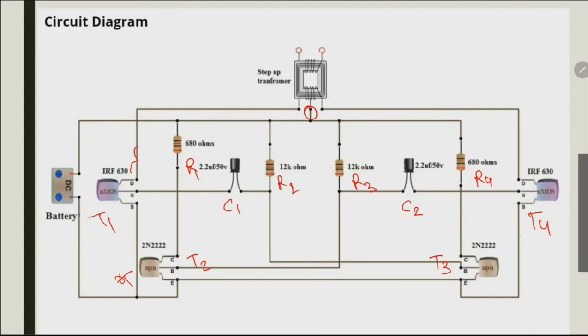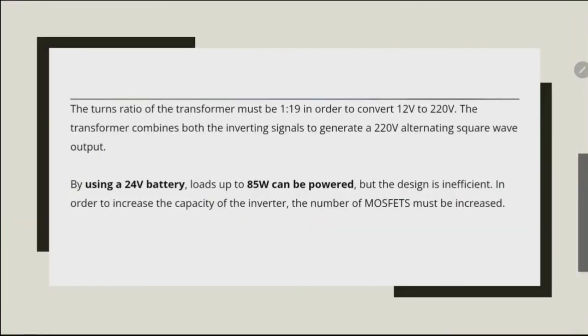So as the amplification is done through the MOSFETs, the turns ratio of the transformer must be 1:19 in order to convert 12 volt to 220 volt. The transformer combines both the inverting signals to generate a 220 volt alternating square wave output. By using a 24 volt battery, loads up to 85 watt can be powered, but the design is inefficient. So to increase the capacity of the inverter, the number of MOSFETs must be increased.